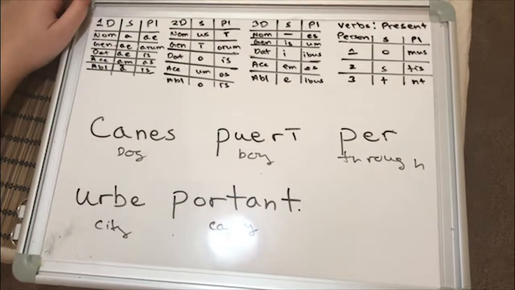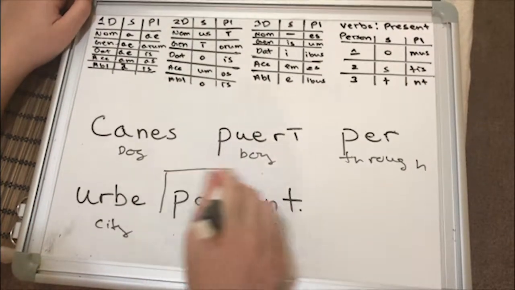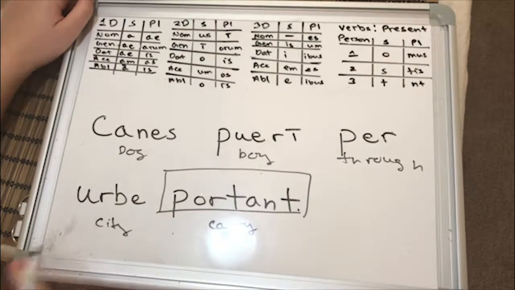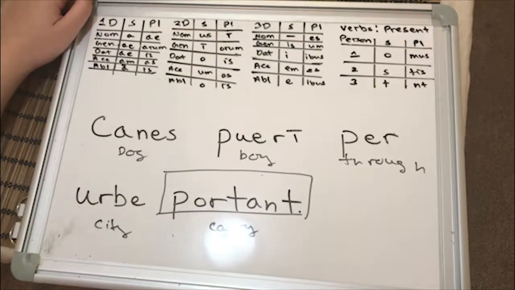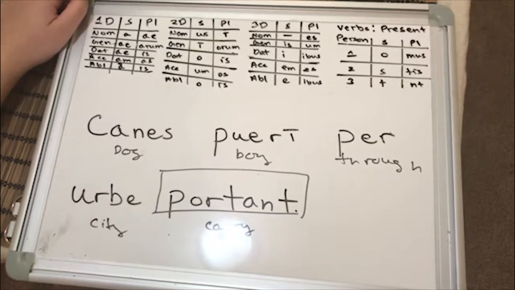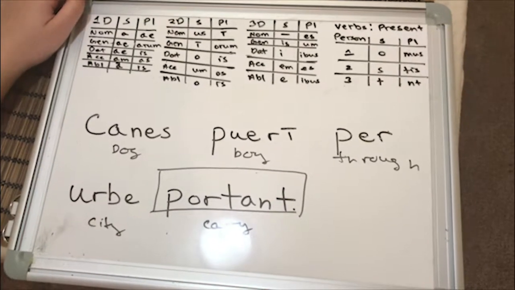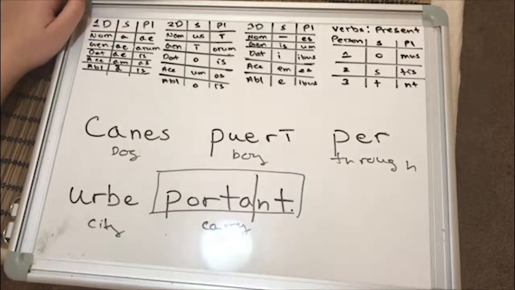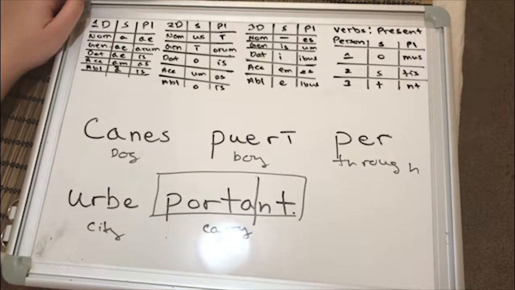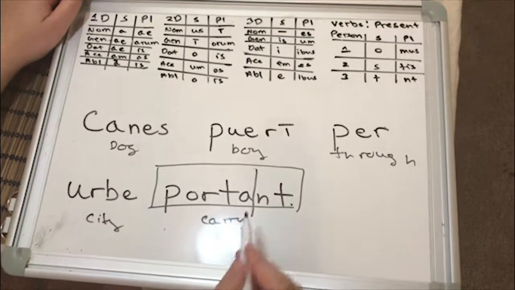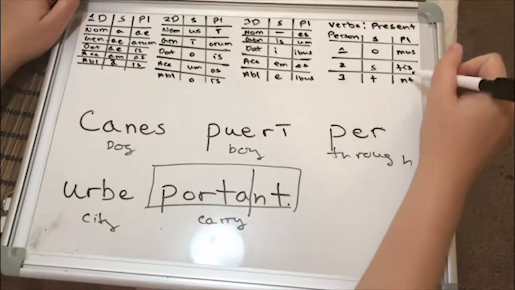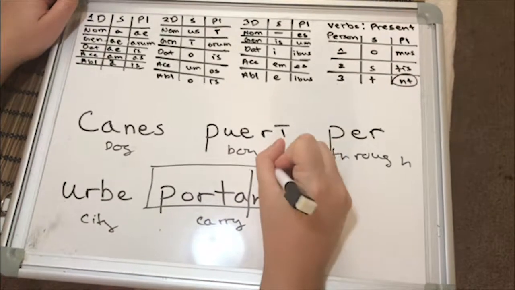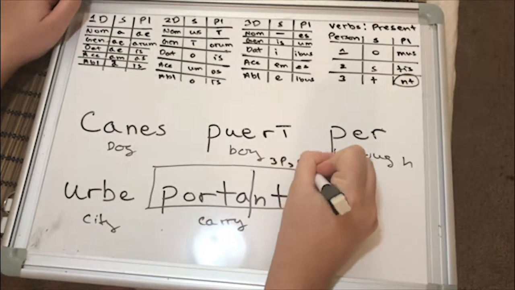The next thing you're going to do is identify your verbs in your sentence, and I like to draw a box around them since they're very important and a lot of your sentence hinges on that. Once you've identified your verb, there's only one in this sentence, you're going to look at its ending and use the ending to figure out what the verb is doing. This particular verb ending is nt, so we know that it's a third person plural verb, because it corresponds to our conjugation chart.